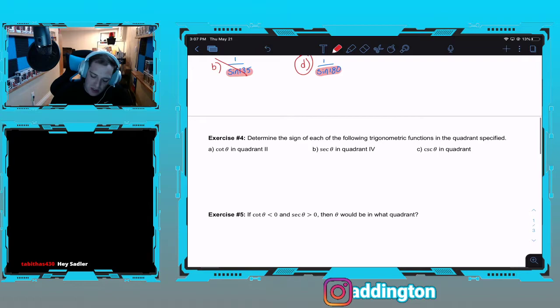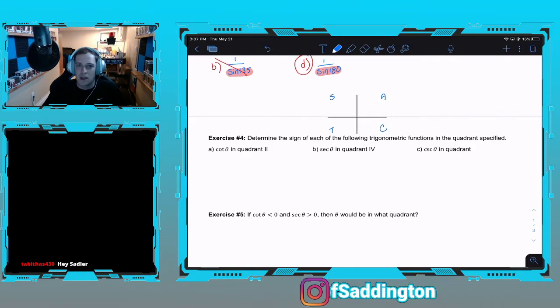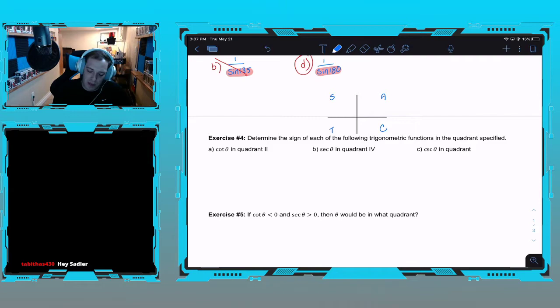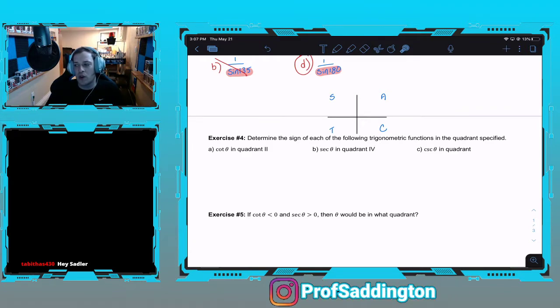So I want you guys to recall, I'm going to draw it above it. We did some letters that we put in all 4 quadrants, and it was A, S, T, C. So that stood for, if we start from the first quadrant, add sugar to coffee. All are positive, sine is positive, tangent is positive, and cosine is positive. So what I want you guys to understand is that when we go into the reciprocal functions, it's still going to be the same thing.